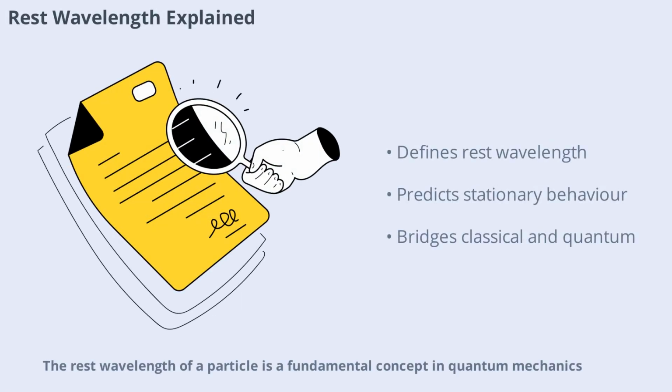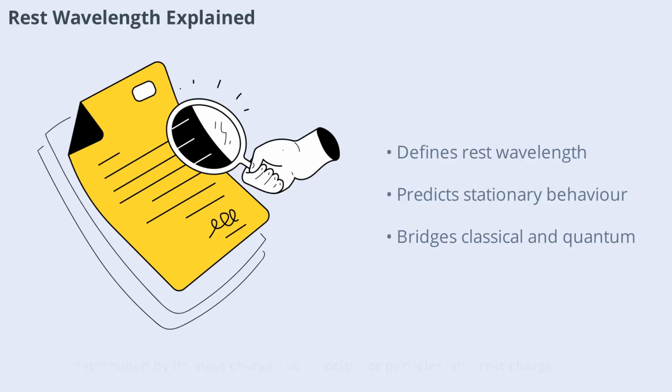Rest wavelength of a particle is a fundamental concept in quantum mechanics. It represents the wavelength associated with a particle at rest, determined by its mass, charge, and velocity.